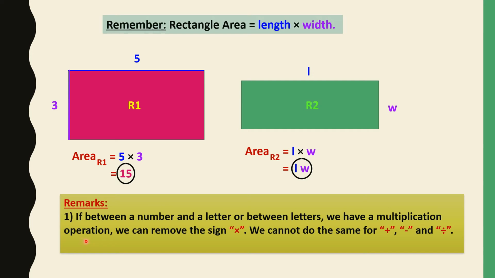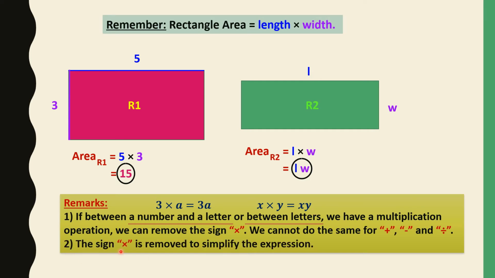Remarks. First remark, if between a number and a letter or between letters we have a multiplication operation, we can remove the sign times, but we cannot do the same for addition, subtraction, and division. So here, if you have a number and letter like 3 times a, we can write 3a. We can remove the times. Or if we have two letters like x times y, we can write it in the form of xy.